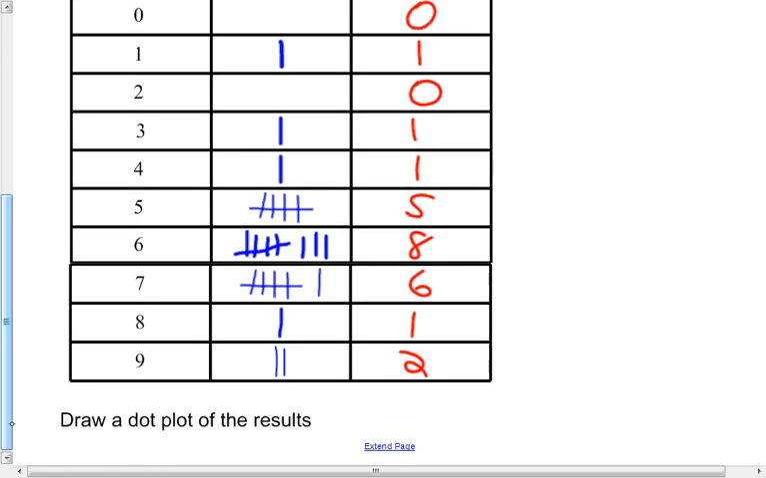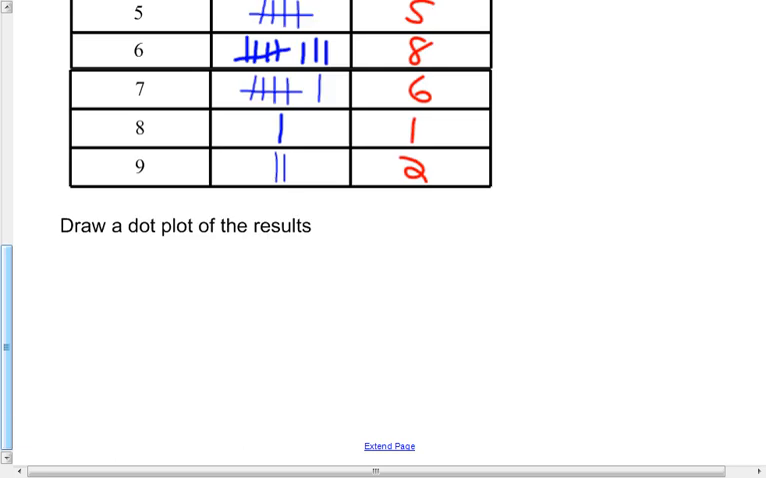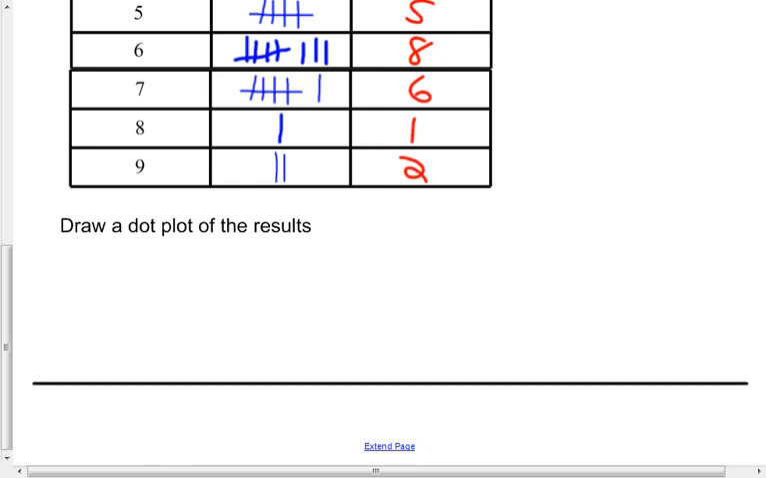Okay. Then they asked us to come up with a dot plot. The students should be familiar with the dot plot from earlier, probably around 4th grade, I think, is when they first learn about dot plots. For dot plots, we take those values, the hours, and that's going to be the x-axis. So we can type in 0, 1, 2, 3, 4, 5, 6, 7, 8, and 9.